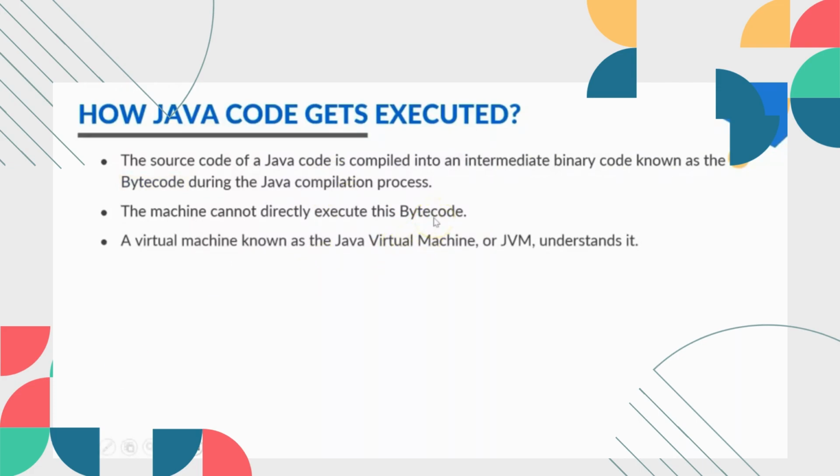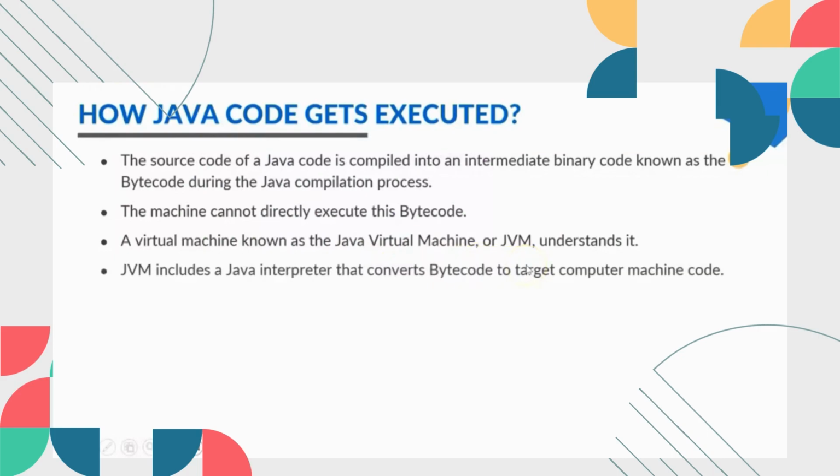First of all, as you know, we write a .java program that is known as the Java source code. You need to save it with the .java extension, and that is known as the source code. The machine cannot directly understand the source code.